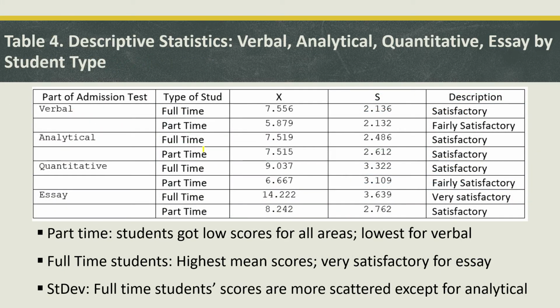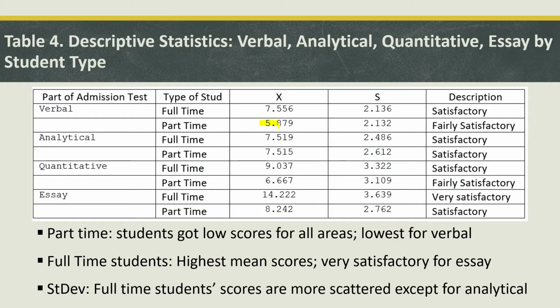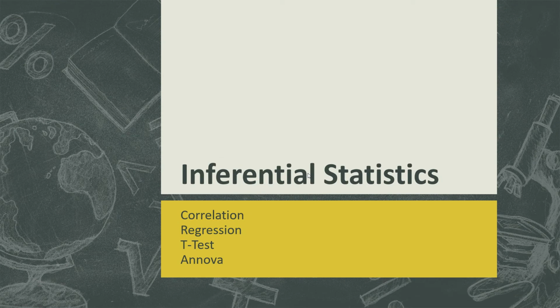So next is the descriptive statistics by student type. Here you can see that part-time students got low scores compared to the full-time students. Full-time students have the highest mean score, and the essay got very satisfactory. The score is really high. For the standard deviation, full-time student scores are greatly scattered, except for analytical. Their scores are close to each other, but for the rest, their scores are really scattered, more scattered than the part-time students. So that's it for the descriptive statistics.